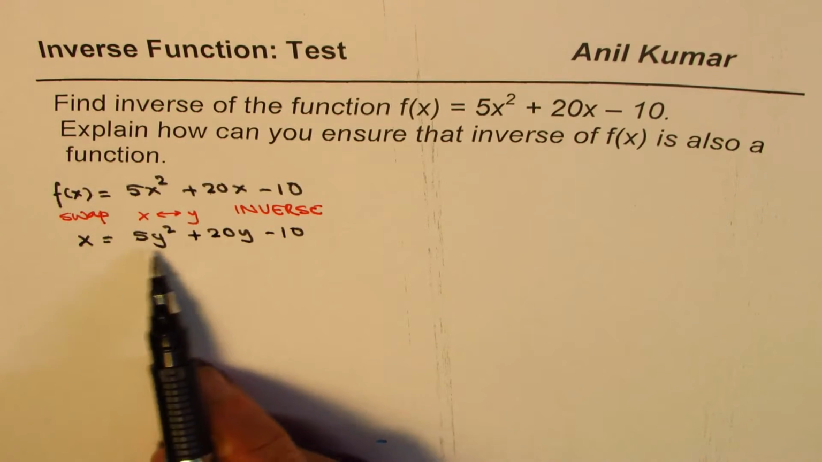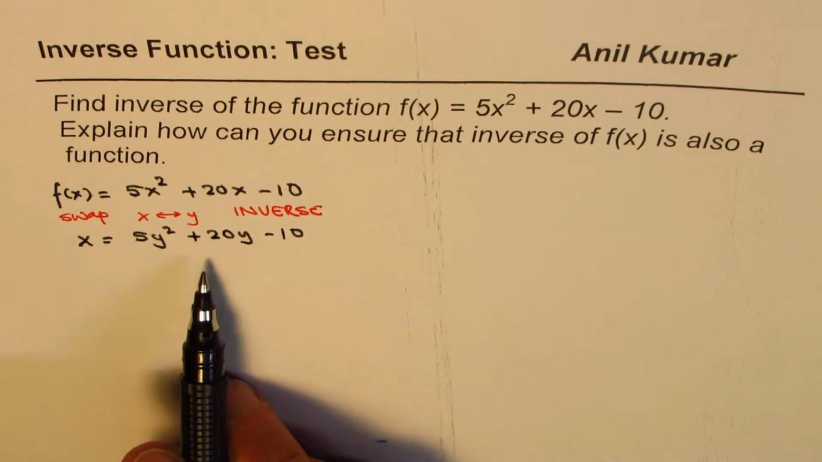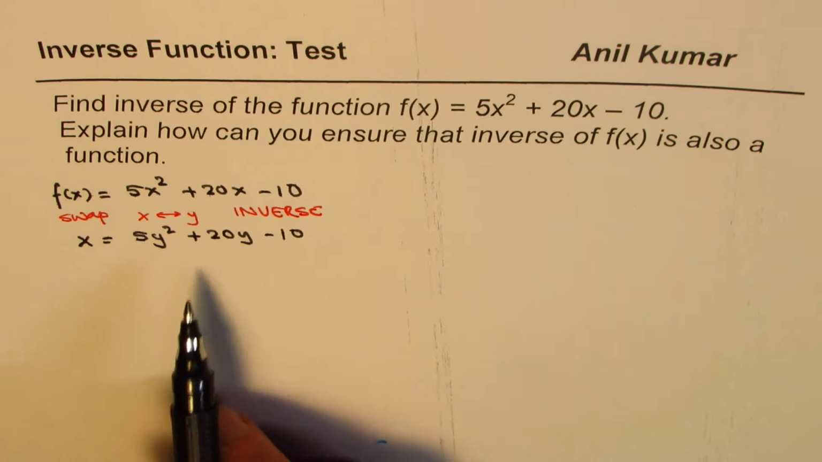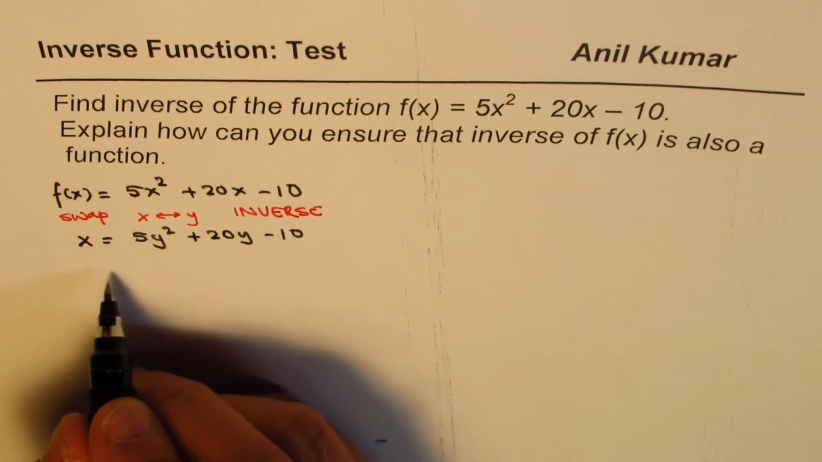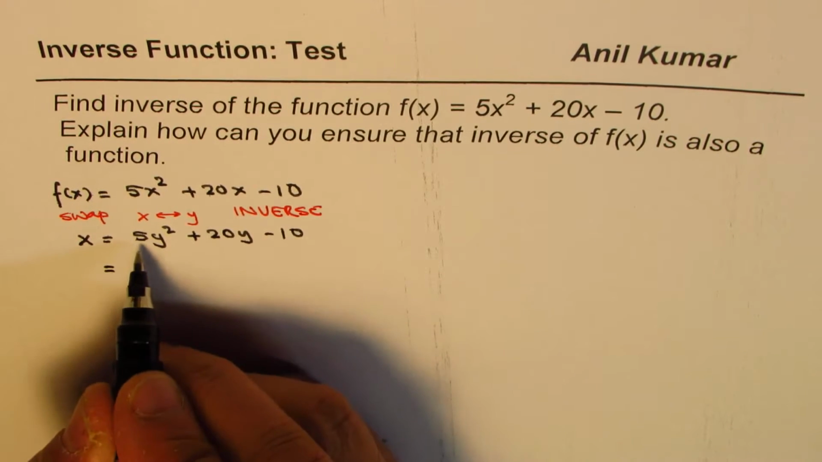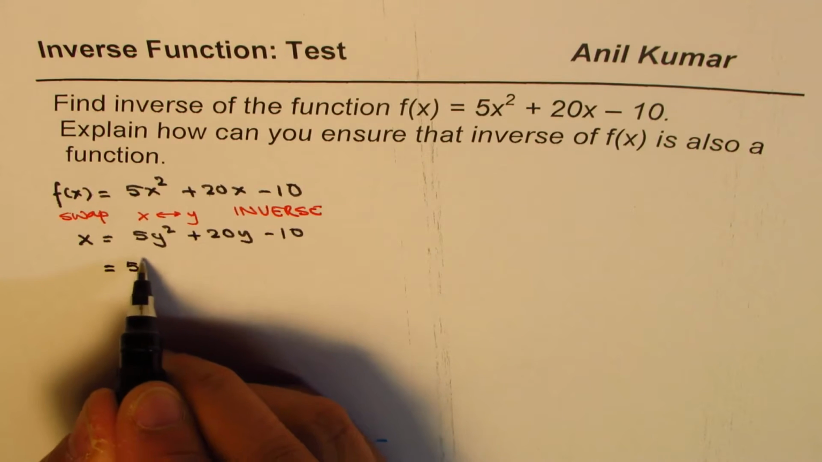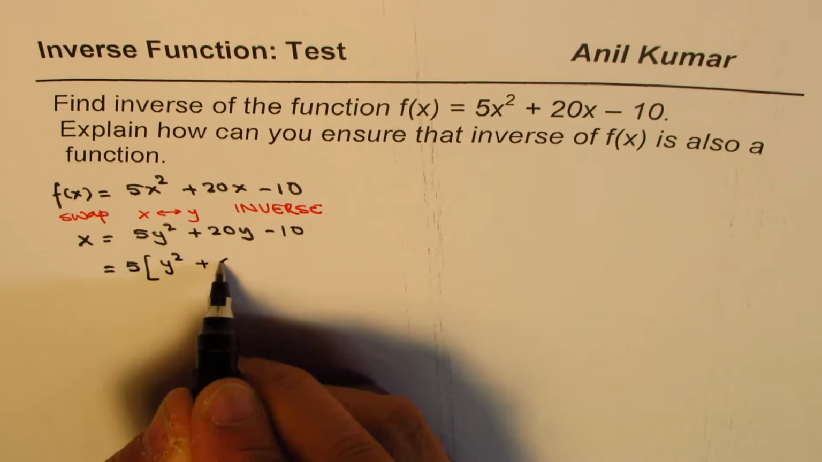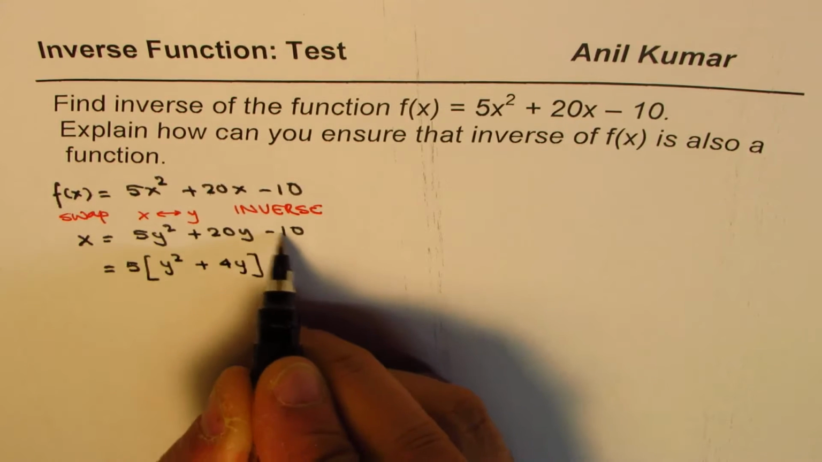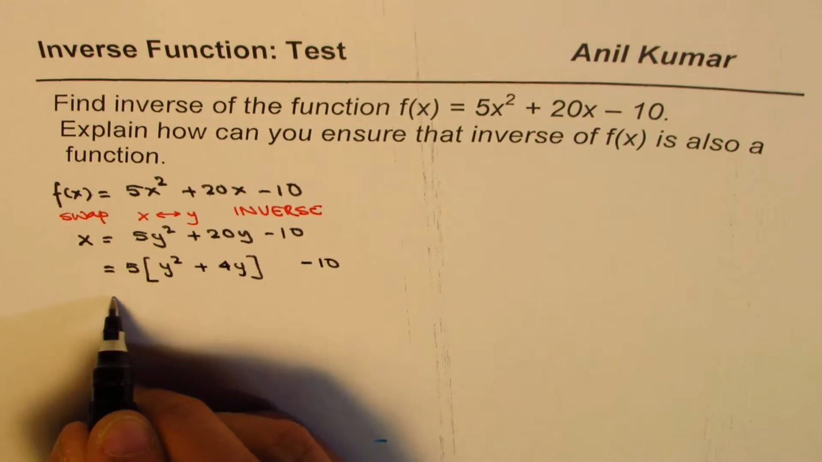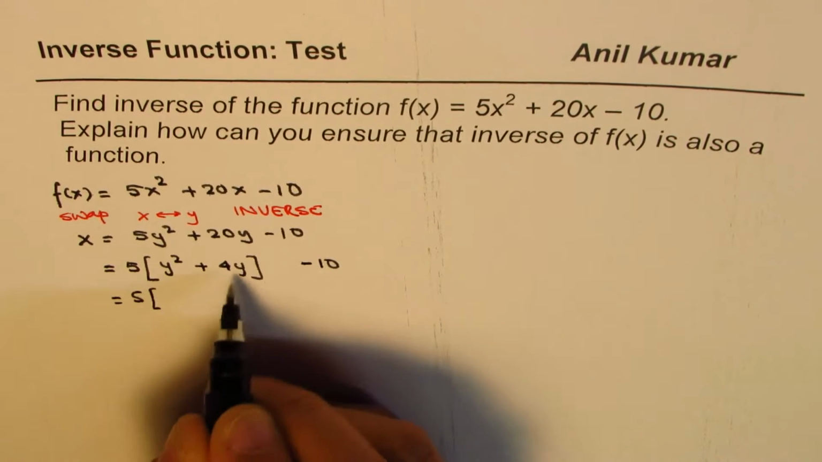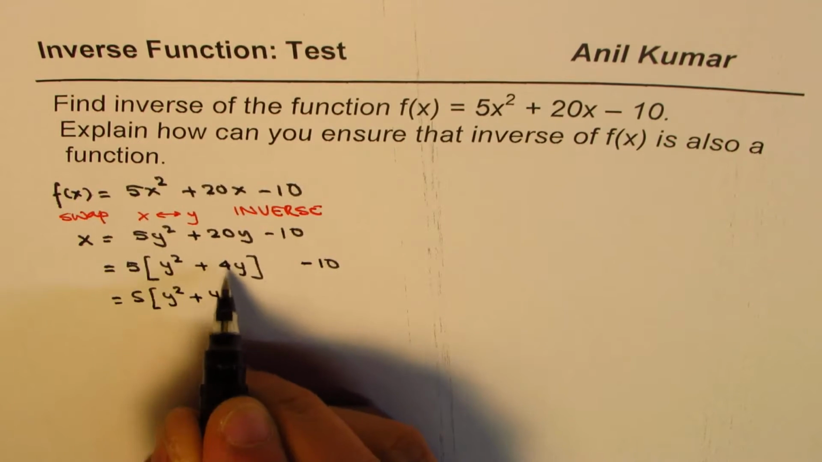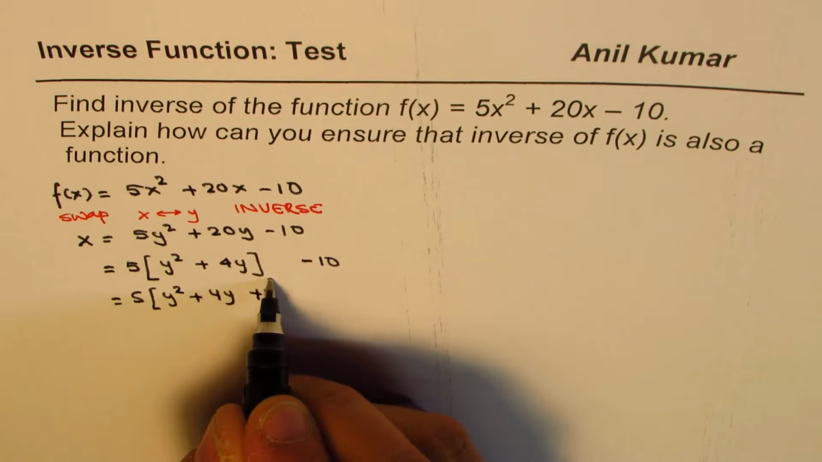Now how do I isolate y? The only method here is to perform completing the square, right? So on the right side we'll do the completing the square process, and that is take 5 common, use square brackets, y squared plus 4y, keep this 10 aside. And then we have to take half of this number. So 4y, half of this is 2. So we add and subtract 2 squared.